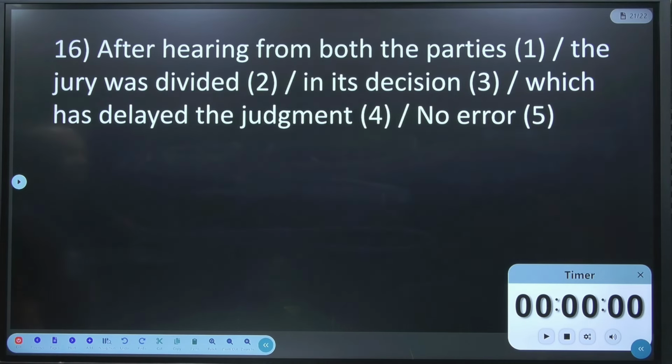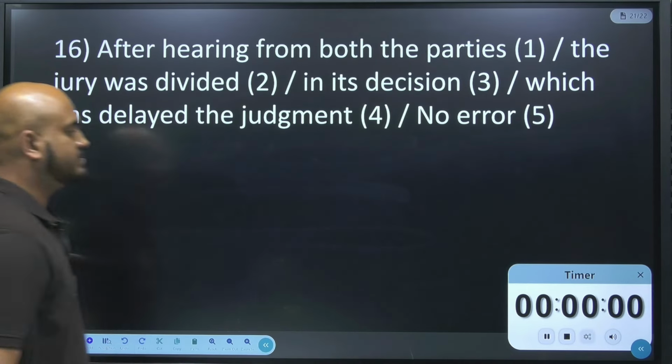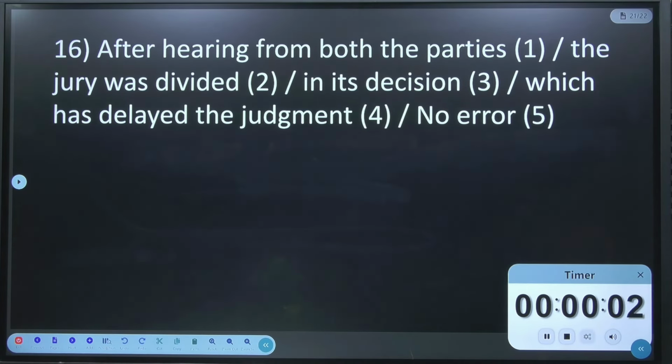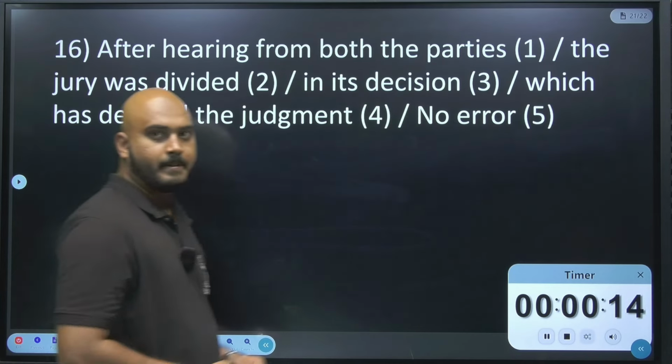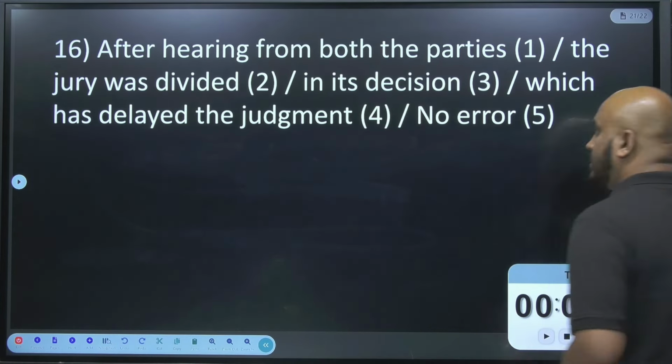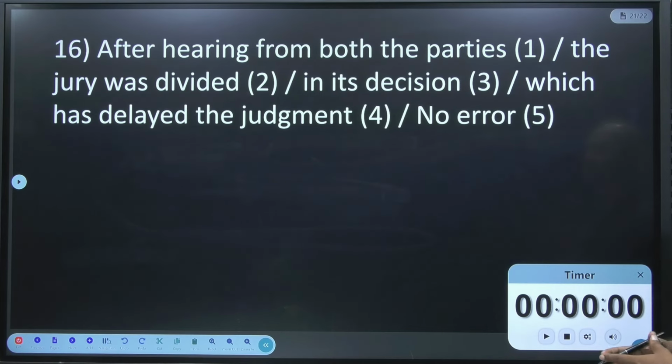Question number 16. Then probably this is the last question. So yeah, 15 seconds. All right, time's up, everybody. After hearing from both the parties, the jury was divided in its decision, which has delayed the judgment.